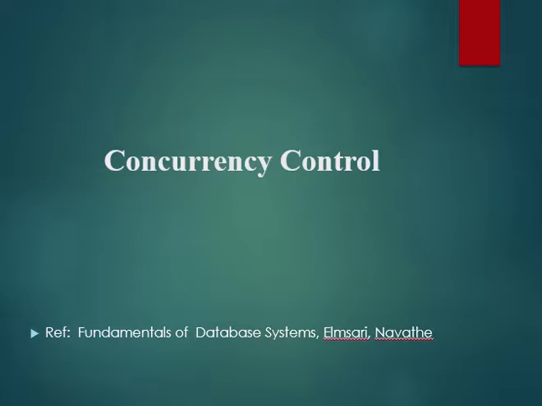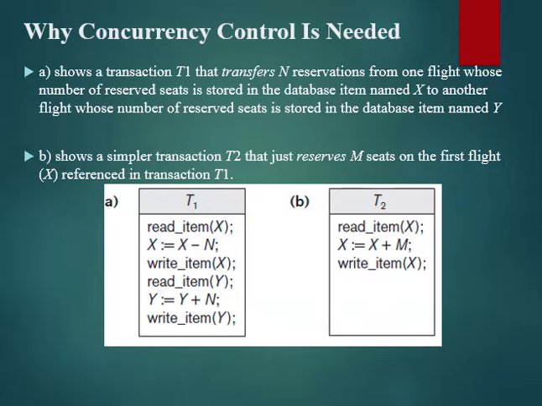So first we can see why we require the concurrency control mechanism. We can start with an example. Here you can see two transactions we already saw in our previous video. The first one shows a transaction T1 that transfers n reservations from one flight. Here we can assume X is one flight and Y is the second flight. So we are transferring or removing n reservations from one flight whose number of reserved seats is stored in the database item X, to another flight whose number of reserved seats is stored in the database item named Y.